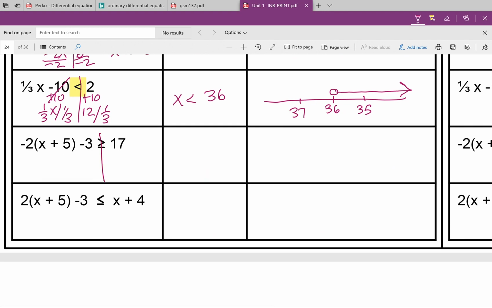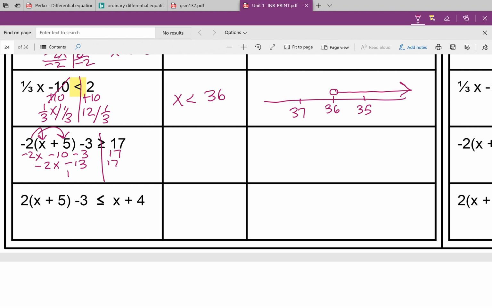Okay, so my first step here, since I have parentheses, is to distribute. You guys should all be very good at distributing by now. So -2 times x is -2x. -2 times 5 is -10. I bring down the -3, bring down the 17. So now I need to combine like terms. -10 and -3 is -13. So I have -2x minus 13, and then I bring down my 17.